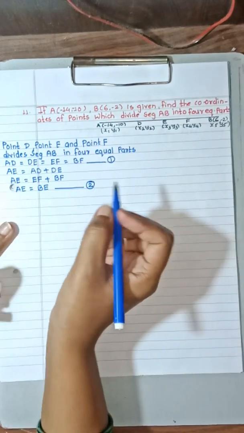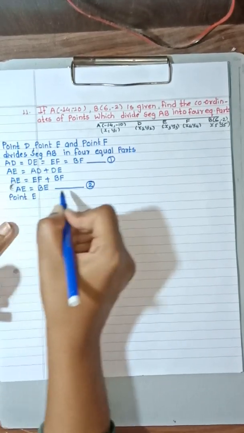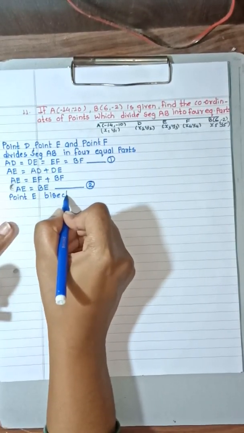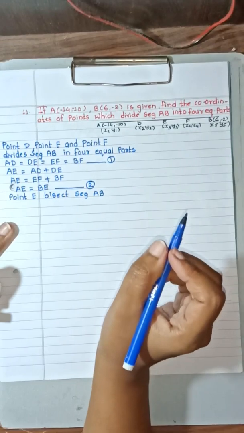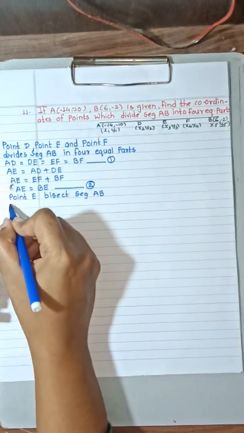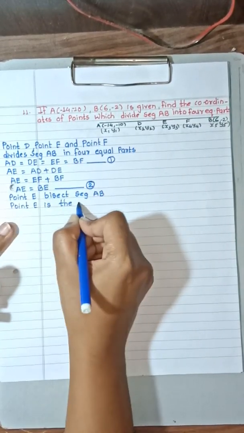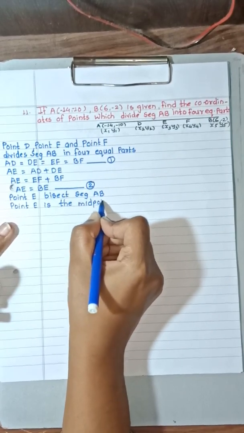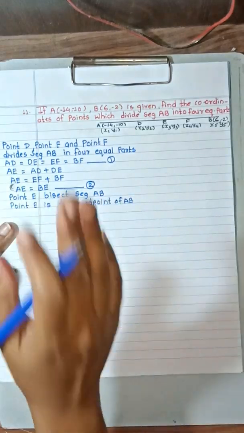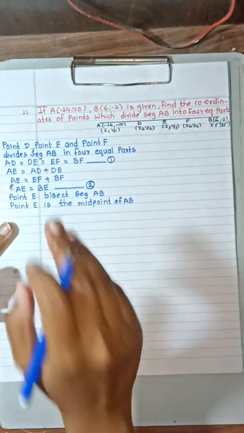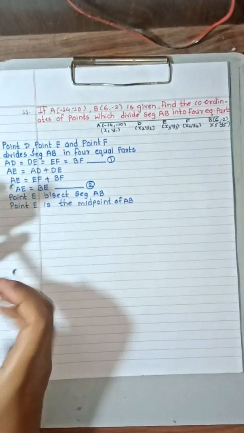Now point E, you can write here: point E bisects segment AB. It bisects segment AB. Now point E is the midpoint of AB. Now by using the midpoint formula we are going to get the coordinates of x3 and y3. First we will get the coordinates of x3 and y3. Now I'll write with another pen over here.